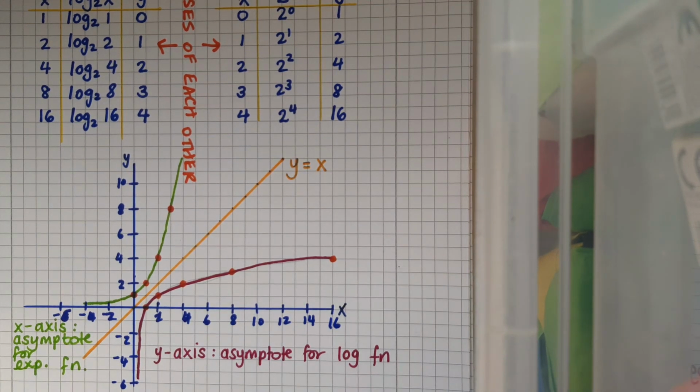It's interesting to note that it's the line of symmetry between these two inverse functions, but if you have any pair of inverse functions, y equals x is always the line of symmetry between them.